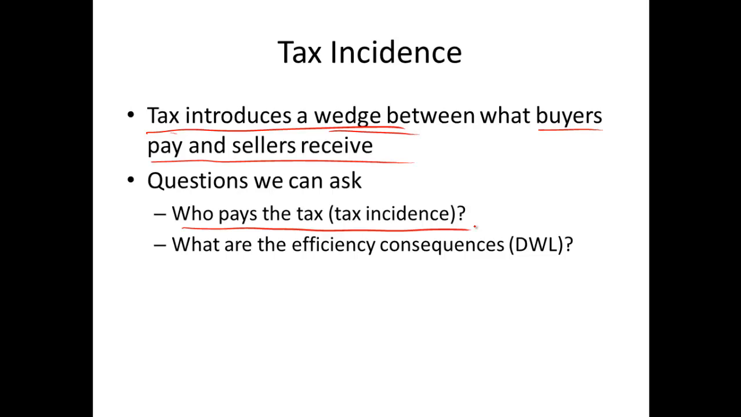The other kind of question we can ask is, what are the efficiency consequences of the tax? That is, think back to those measures of surplus, producer surplus and consumer surplus. What happens to the surpluses experienced by society when we put a tax in there? And one of the answers is going to have to do with this concept, deadweight loss, that we'll define shortly.